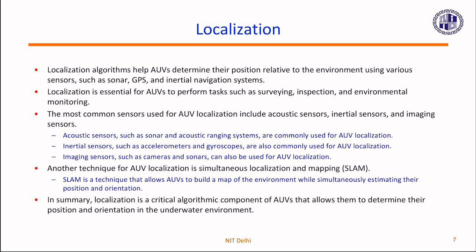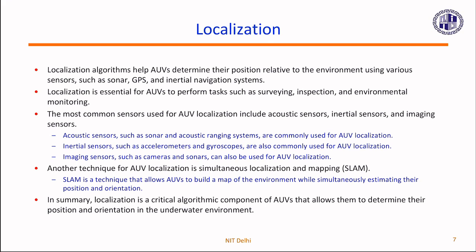Imaging sensors such as cameras and sonar can be used for AUV localization. These sensors capture images of the surrounding environment and can be used to match the features in the image with a pre-built map to estimate the AUV's position and orientation. Imaging sensors can provide high precision localization information but may require a significant amount of computational resources to process the images.